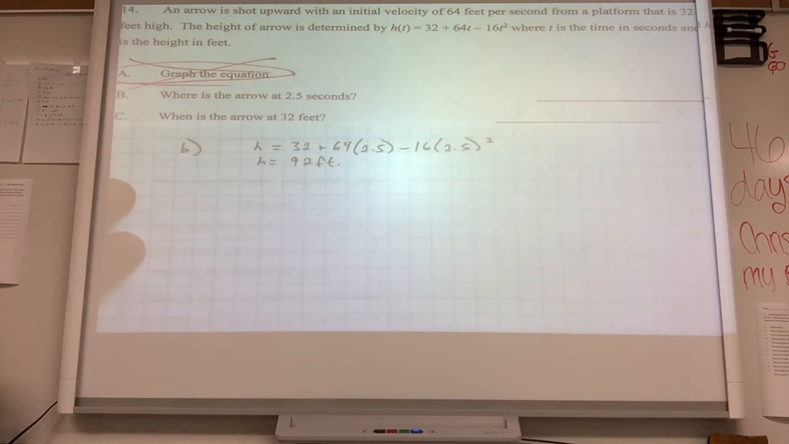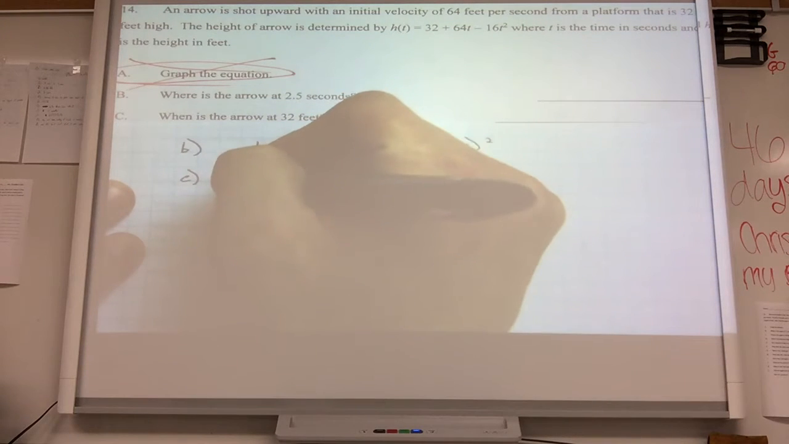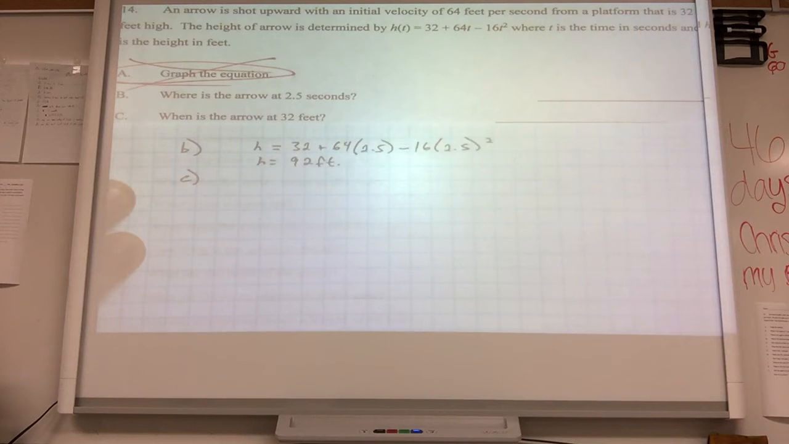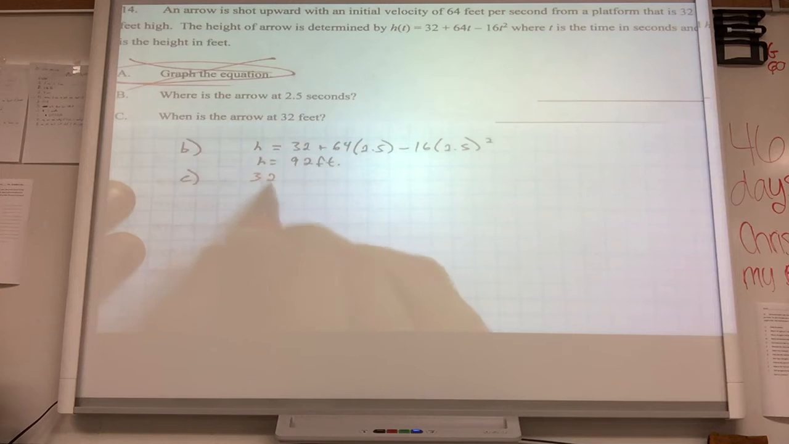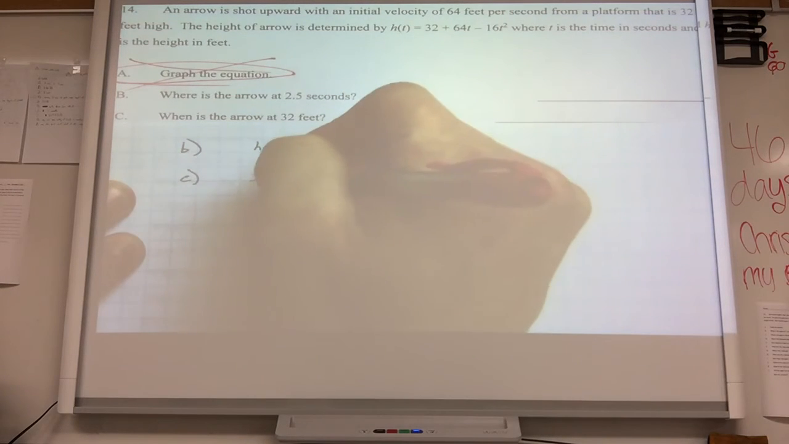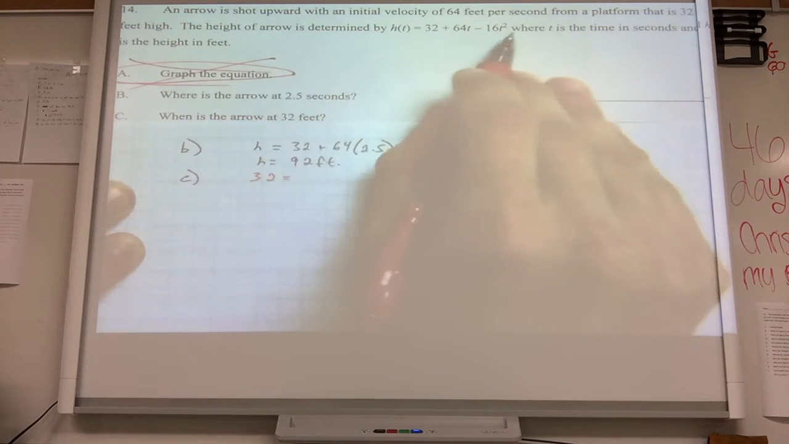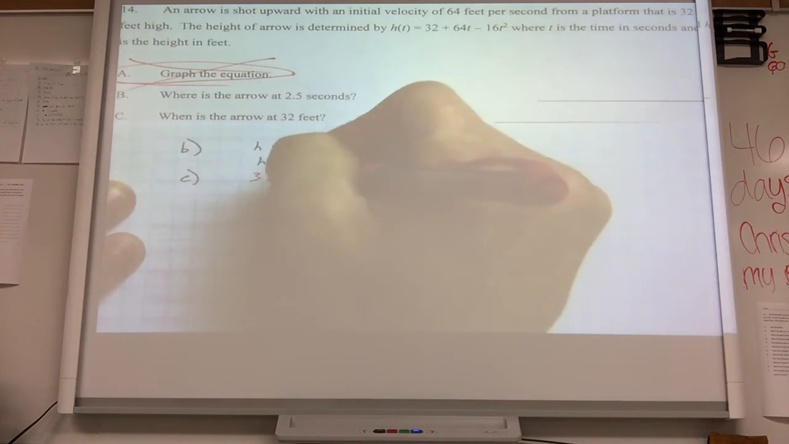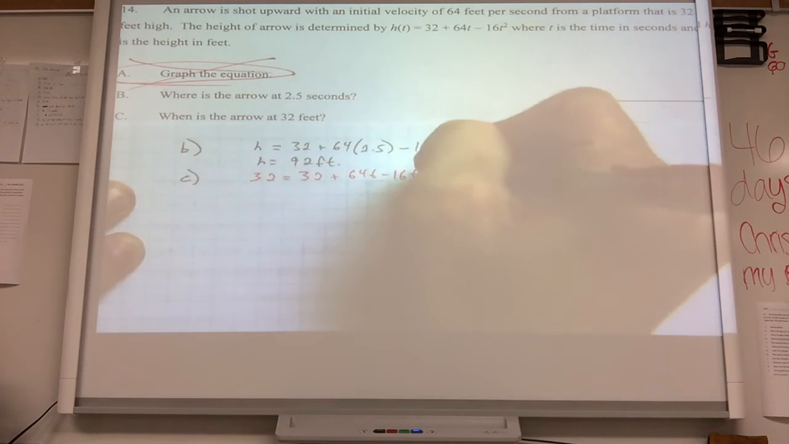Next question, it asks, when is the arrow at 32 feet? All right, so that's a height. We're still referencing this same equation, except now they give us a height. And this gets a little bit trickier. So I'm going to go ahead and work in red real quick, just so I can alternate. But when is the arrow? So when is the height? When is the height 32? So I'm going to set height equal to 32. And then I'm going to rewrite the rest of this equation and solve for my t's. 32 plus 64t minus 16t squared.